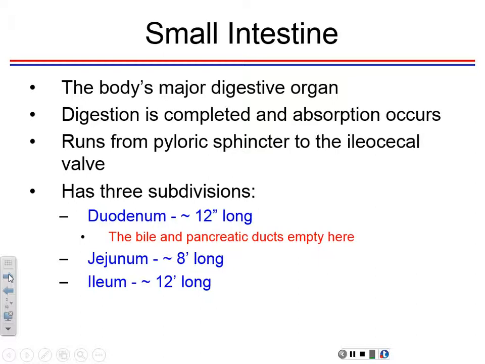Like I was saying, the small intestine is about 21 feet long, with the ileum being the longest at about 12 feet, and the jejunum about 8 feet. The duodenum is about 1 foot long, about 25 centimeters, and it cradles the head of the pancreas.